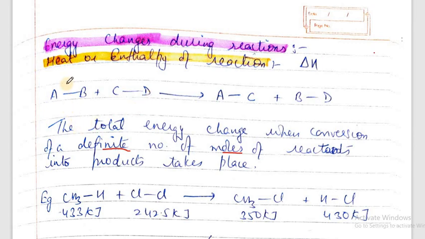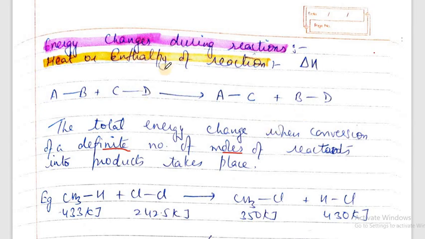So all old bonds will break and new bonds will form in the process. That is, this A-B bond will break and the new bond A-C will be formed, and similarly in C-D the old bond will be cleaved and new bond B-D is formed. So various bonds are in the process of breaking and some are in the process of formation.